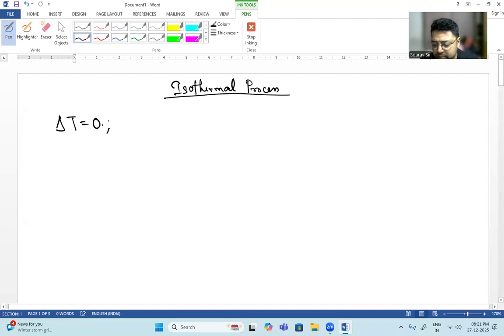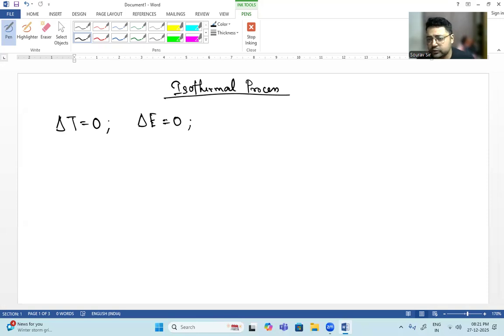As the change in temperature is 0 for any system, the change in internal energy, which is also directly related to the temperature change of the system, becomes 0 as well. Okay, so as delta T is 0, the internal energy change for the same system will be 0. Now, as the internal energy change is 0, we have to go for the first law of thermodynamics.